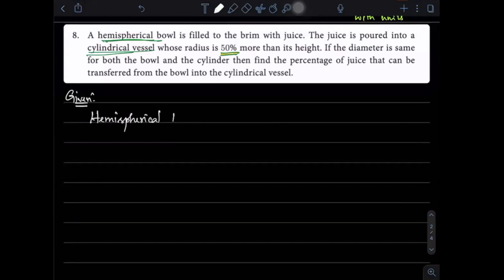Hemispherical bowl. What dimensions have they given for the hemispherical bowl? What are the dimensions given? Anything they have mentioned here? They didn't mention anything. What's the question?